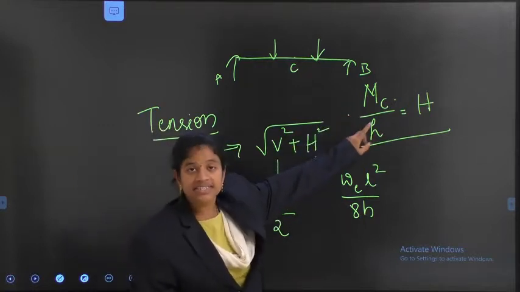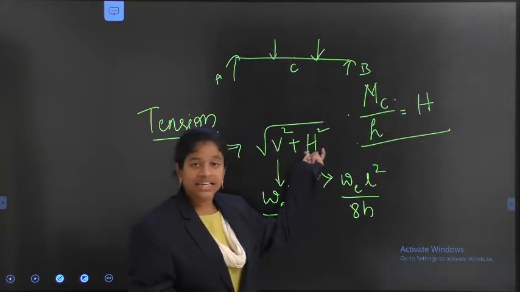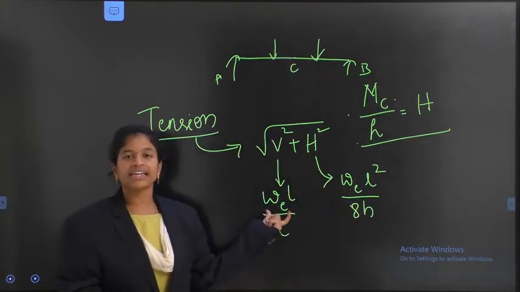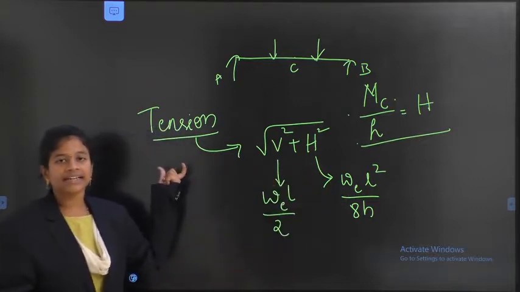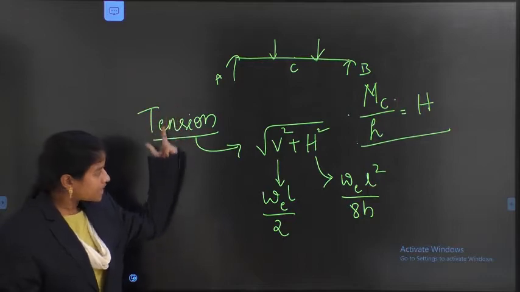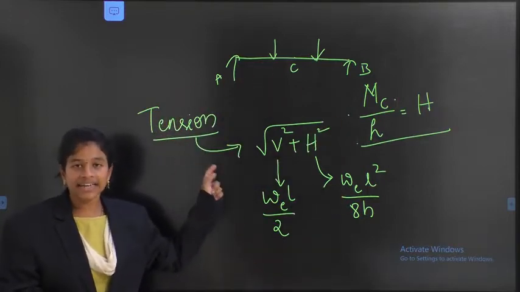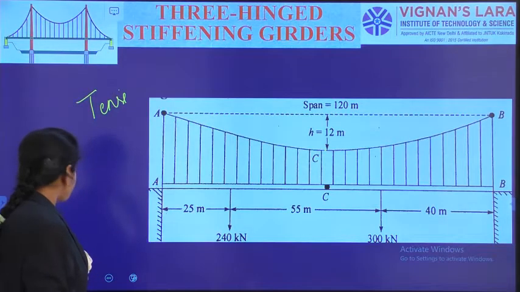Using these two answers, I can calculate capital H. Again, by knowing the capital H answer, I can calculate WE. Knowing the WE answer, I can calculate capital V. Knowing the capital V and capital H, I can calculate the tension in the cable. So, in this way, this portion will be involved in calculating the tension in the cable. Now, let us go into the problem.